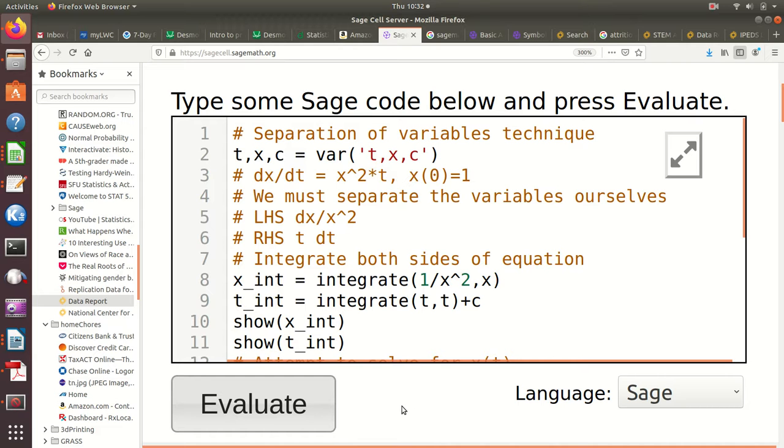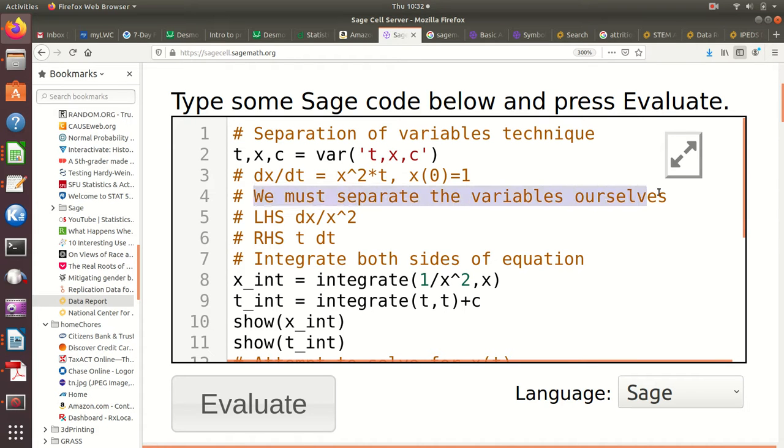Let's look at a separation of variables problem. Here I take this very simple problem, dx/dt equals x squared times t, with initial condition x of 0 equals 1. And I'm going to use Sage to do most of the work.